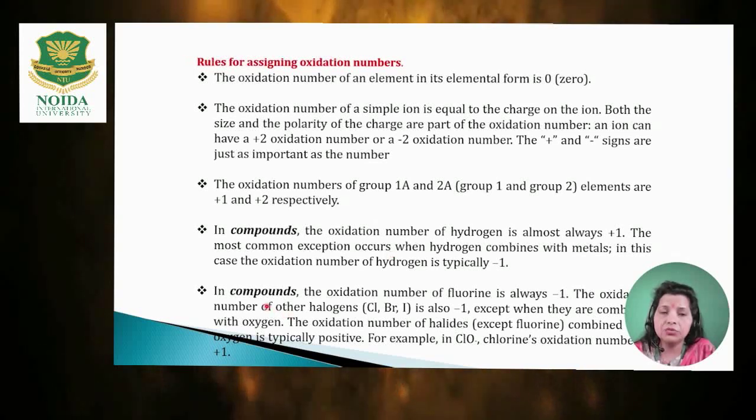Right, there's another rule. In compounds, the oxidation number of fluorine is always minus 1. The oxidation number of other halogens, chlorine, bromine and iodine, is also minus 1, except when they are combined with oxygen.